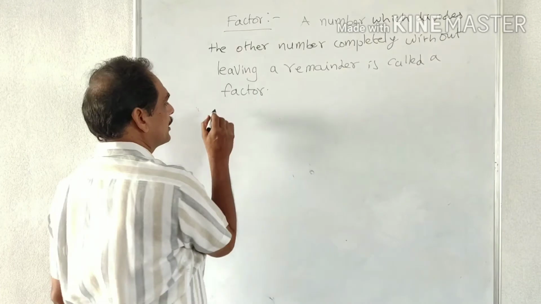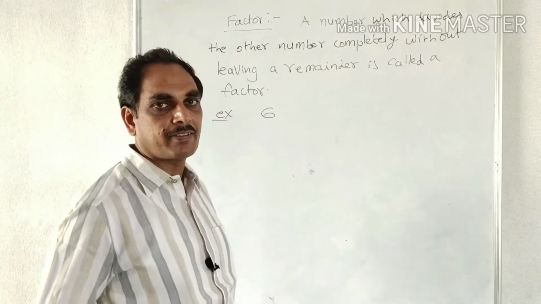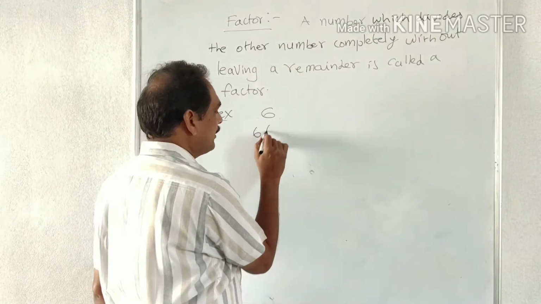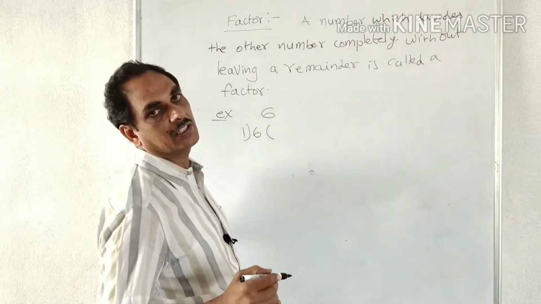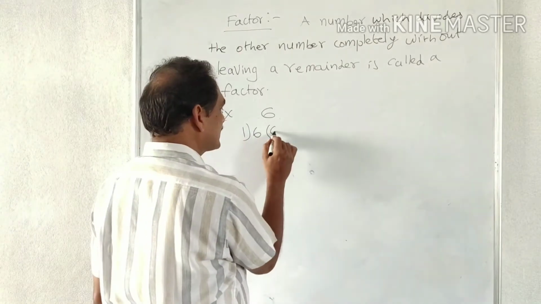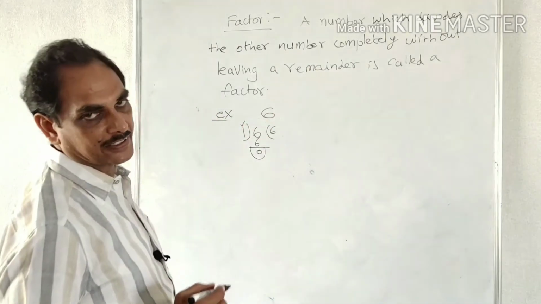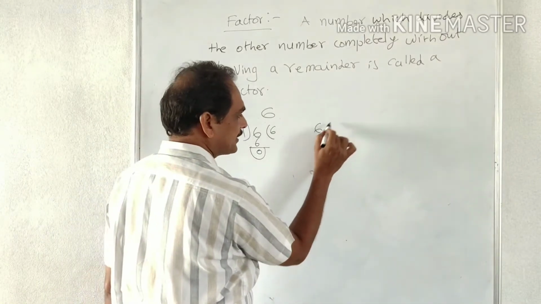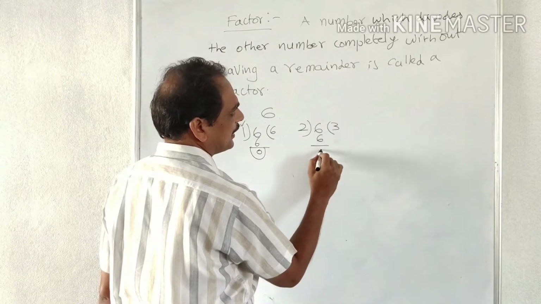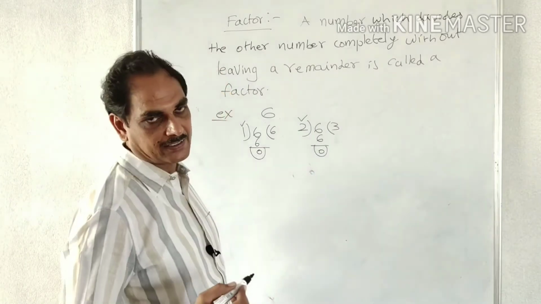So, example number 1, we take 6 as the number. Now we are going to find the factors of this number. We divide 6 by 1. If it divides completely, then we say that 1 is a factor of 6. 1 sixes are 6, so the remainder is 0. So 1 is a factor of 6. Similarly, we divide 6 by 2. 2 threes are 6. Here also the remainder is 0. Then we say that 2 is another factor of 6.